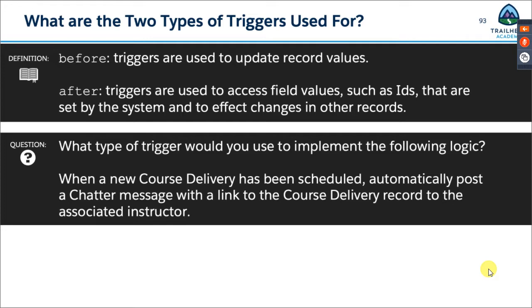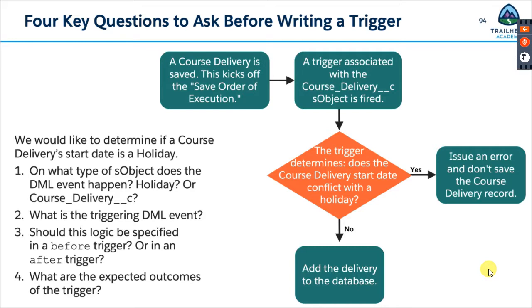Whenever you're building a trigger, you have to ask yourself 4 basic questions. First question is, on what type of sObject should the operation happen? For example, creating an account and automatically creating a contact. Should that be a trigger on contact? Should that be a trigger on account? And if you answer account, you are correct.